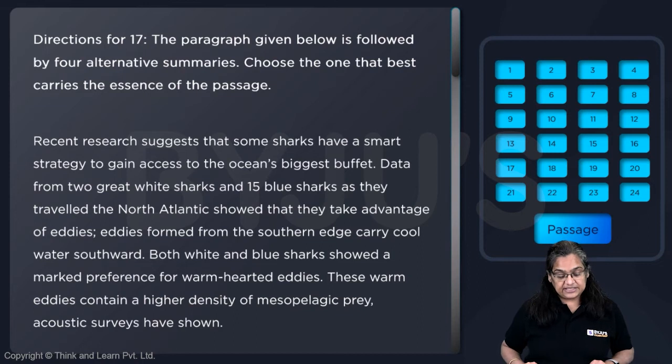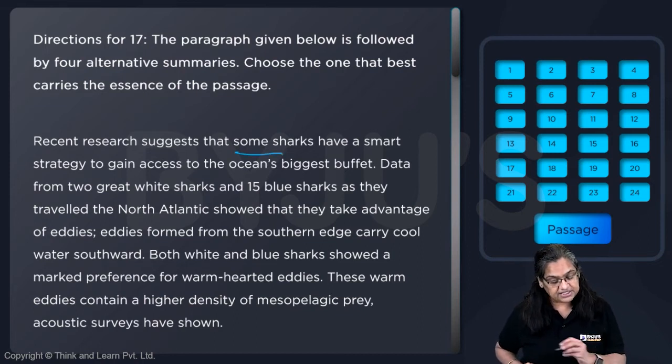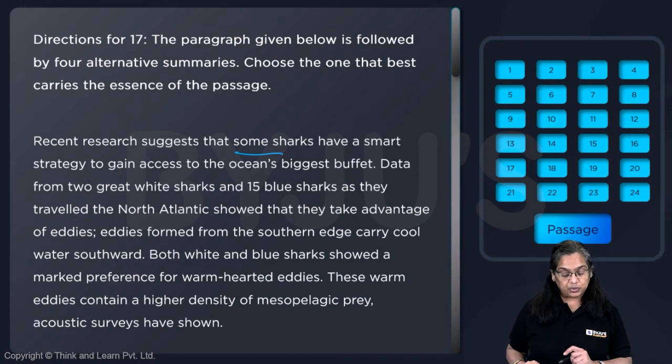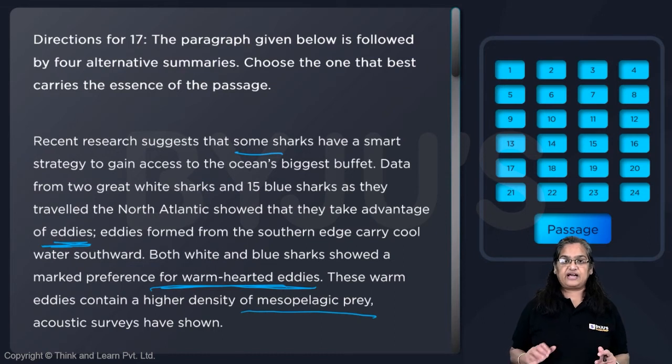Recent research suggests that some sharks have a smart strategy to gain access to the ocean's biggest buffet. Data from 2 great white sharks and 15 blue sharks as they travel the North Atlantic showed that they take advantage of eddies. Eddies formed from the southern edge carry cool water southward. Both white and blue sharks showed a marked preference for warm-hearted eddies. These warm eddies contain a high density of mesopelagic prey, acoustic surveys have shown.